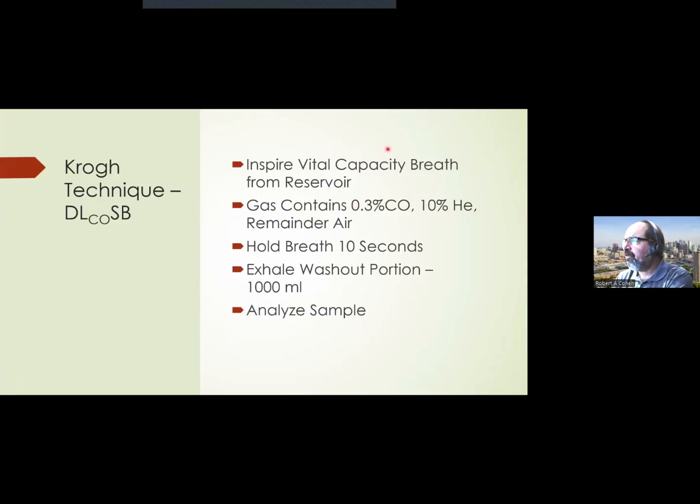The patient takes a vital capacity breath from a reservoir that contains the test gas. It contains 0.3% carbon monoxide and 10% of an inert gas, either helium or, in some places, methane. The concentration of carbon monoxide is really 0.003, very low, because we don't want to kill our patients. We just want to test the ability to transfer this test gas and see how well the patient's gas exchange is. They hold their breath for 10 seconds, then they exhale and we analyze the sample.